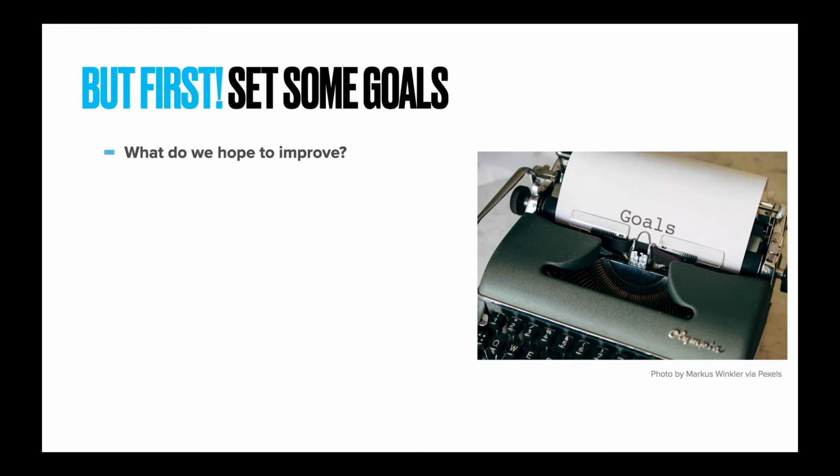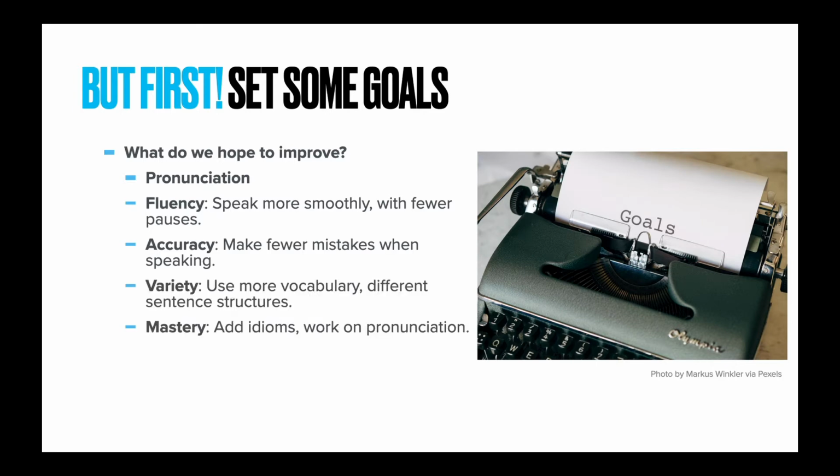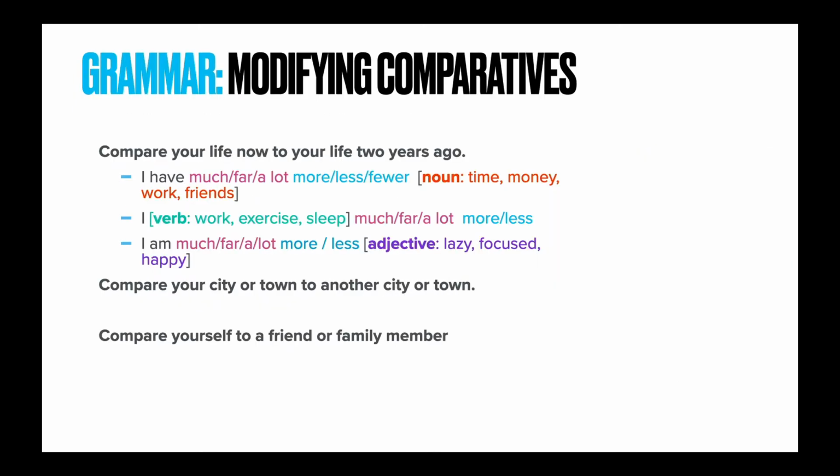But before we start with our grammar, let's quickly set some goals. What do we hope to improve? Is it our pronunciation? Is it our fluency, accuracy, variety, or mastery? Pick one or two of these goals to work on. So in this week's grammar lesson, we talked about modifying comparatives. So let's practice using this grammar by comparing your life now to your life 2 years ago, or maybe last year if that is easier for you.